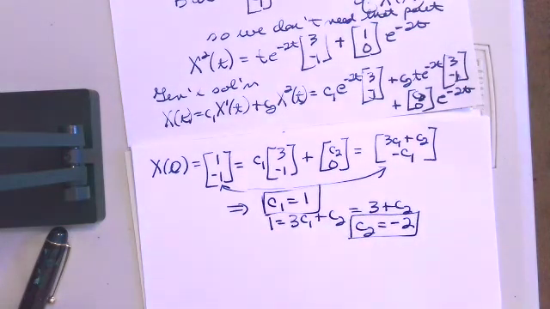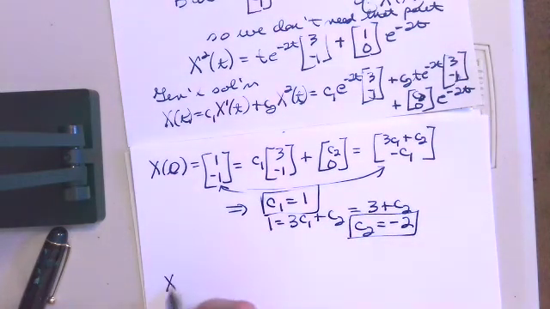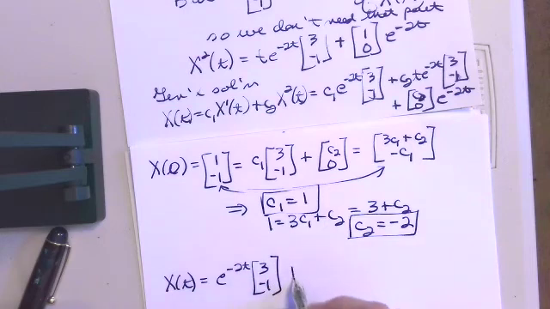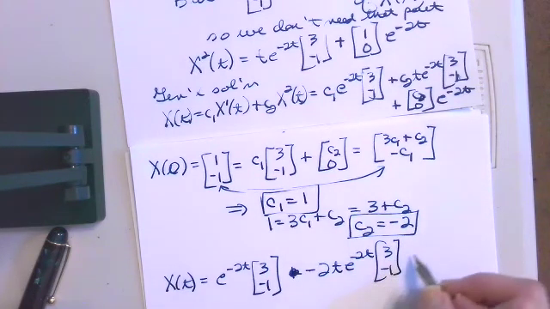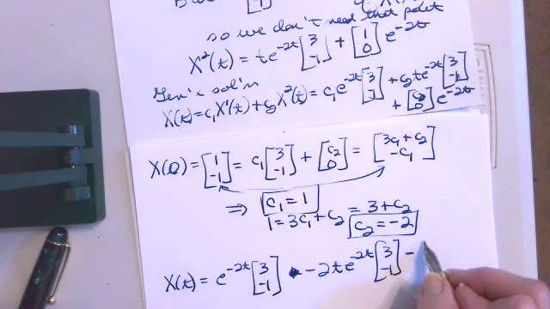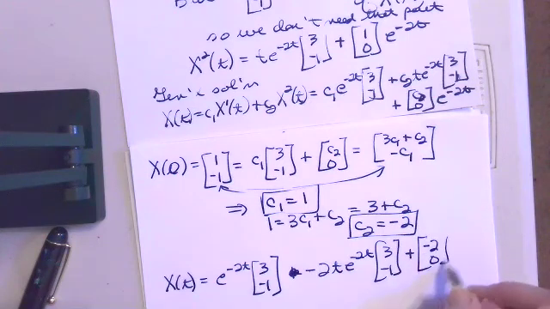Okay, so now you can write down the final solution. x(t) is e to the minus 2t times (3, minus 1), and c2 is minus 2, so this becomes minus 2 t e to the minus 2t times (3, minus 1). Minus, well, how do you want to do it? You could do this, minus 2 times (1, 0) e to the minus 2t.